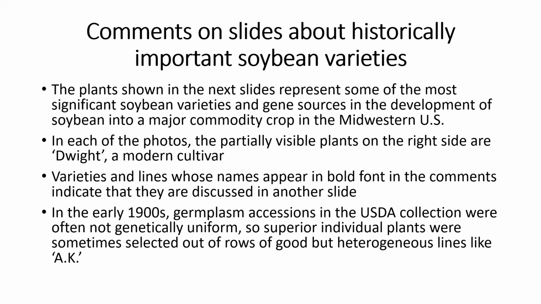In the early 1900s, germplasm accessions in the USDA collection were often heterogeneous, that is, they weren't genetically uniform. So at present, they've been selected or purified so that each accession in the collection should be genetically uniform. But because this was done in the 1970s and 80s, we can't be certain that varieties that were grown in the 1920s or 30s, for example, were exactly identical to what we have in the collection now, but at least they're closely related and similar if they are not identical. And the next slide, I believe, will be the beginning of the slideshow.